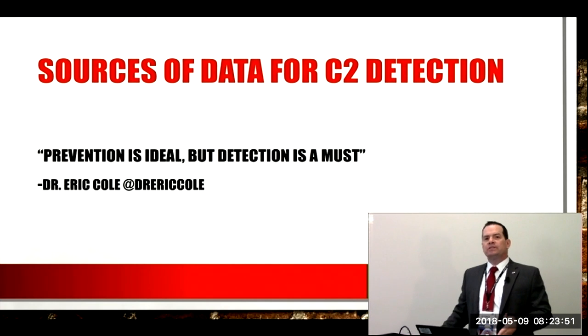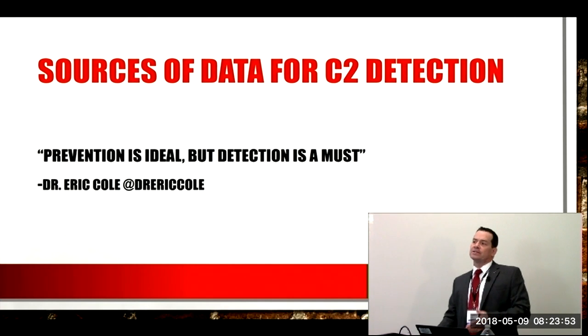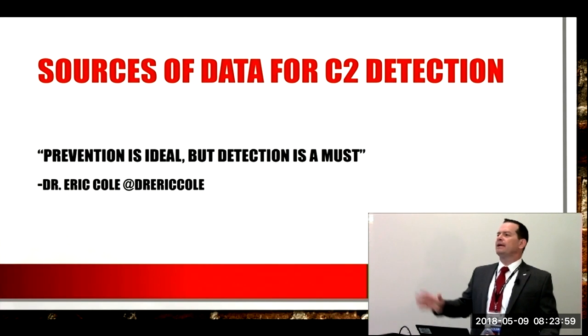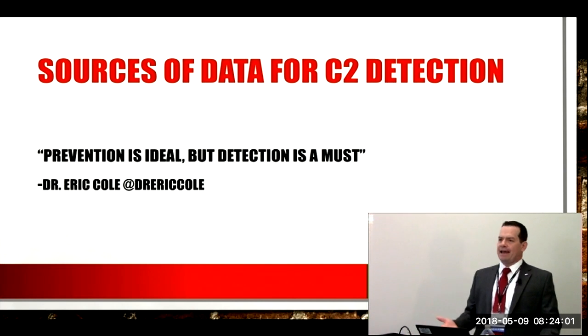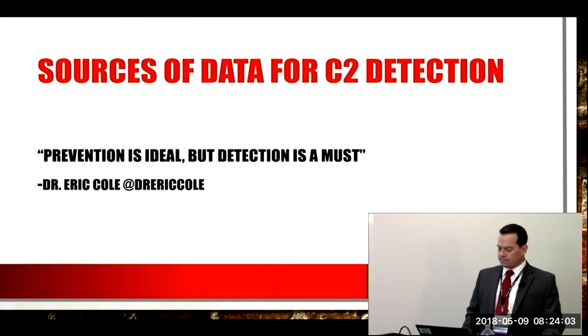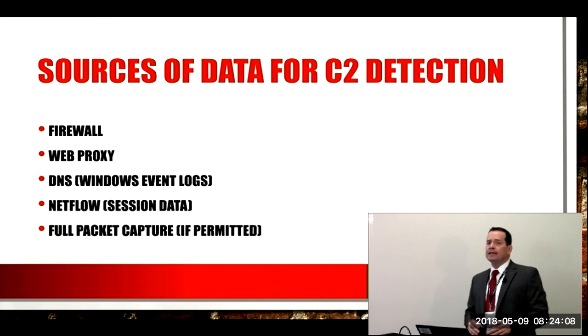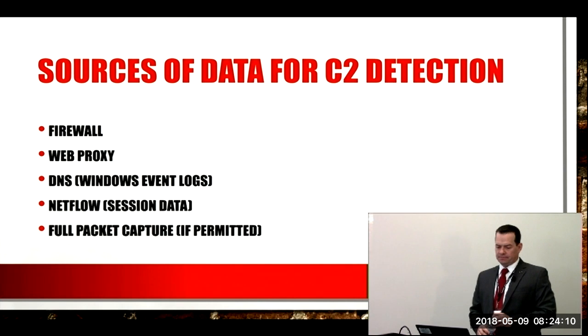So as much as we like to think that everything we have in place is going to prevent it, and that's ideal, we have to think about detection. We can't just say we have antivirus, we're good. We have to think about detection too. All right, so what are some data sources that we can use for finding a C2 channel?